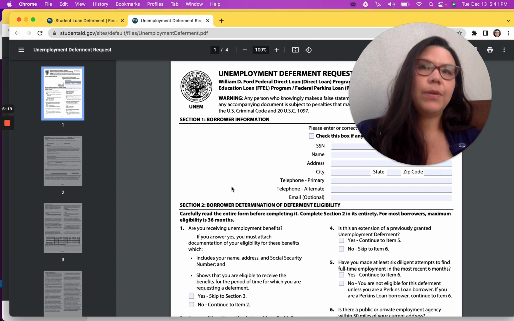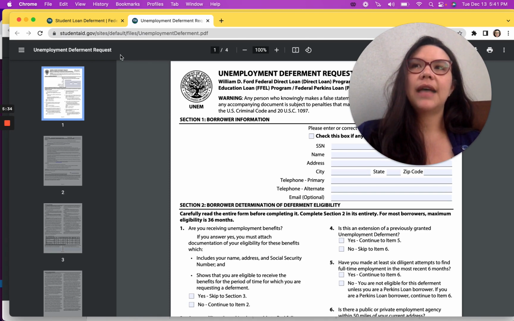Obviously, people may find jobs within that time period, so they don't use the full unemployment deferment, but it's maxed out at 3 years. So that's just an FYI.